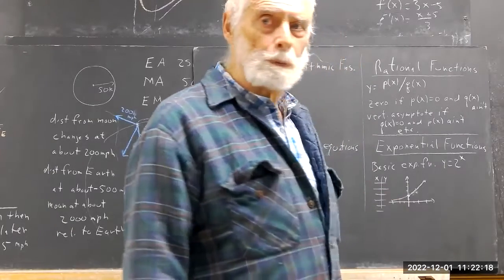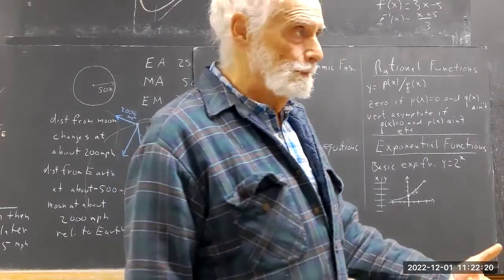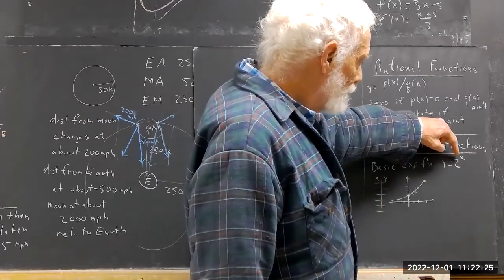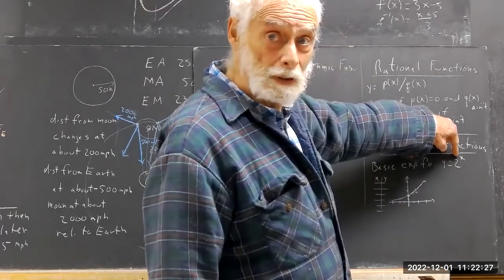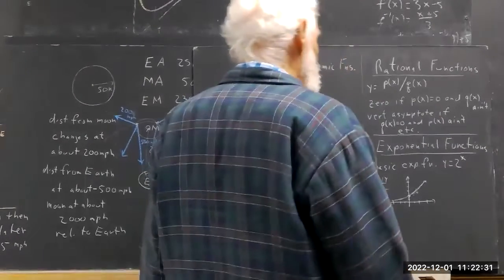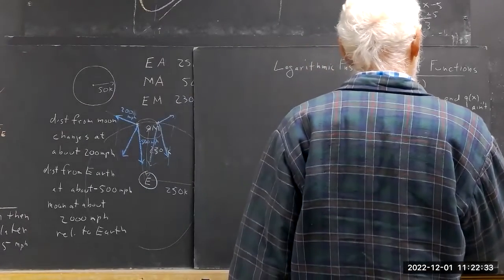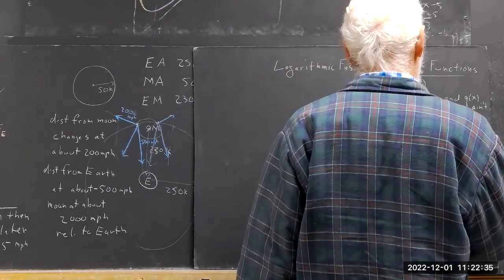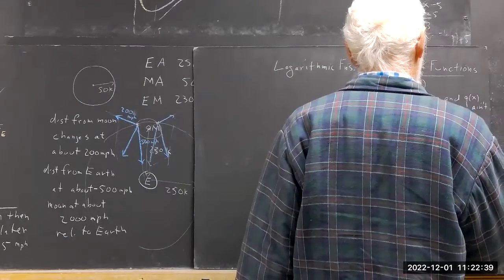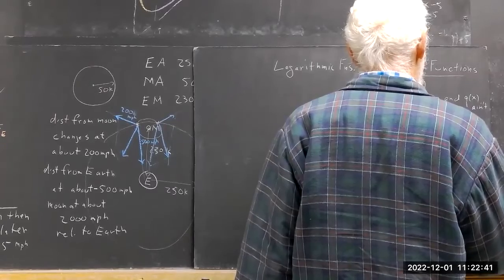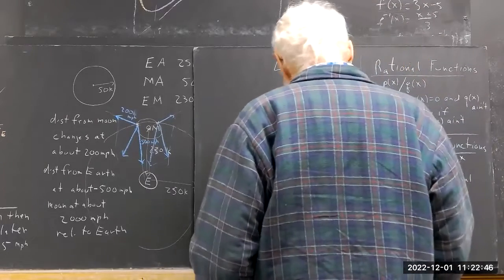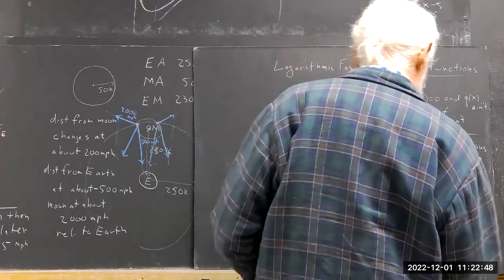Now this graph can represent any exponential function, provided you don't have a negative exponent, because you can also have a negative exponent in a general exponential function. Okay, so okay, there we go.